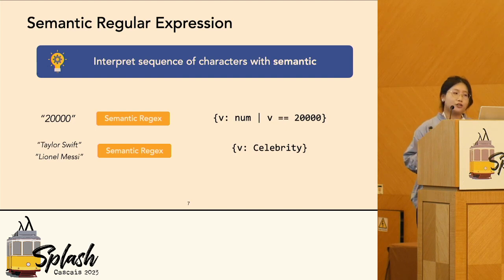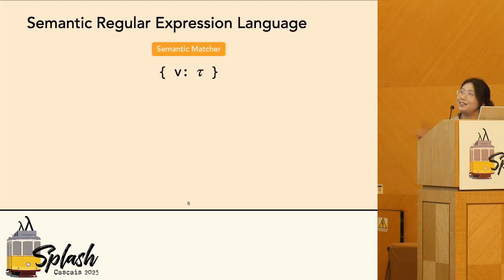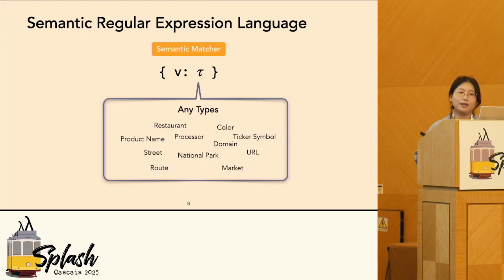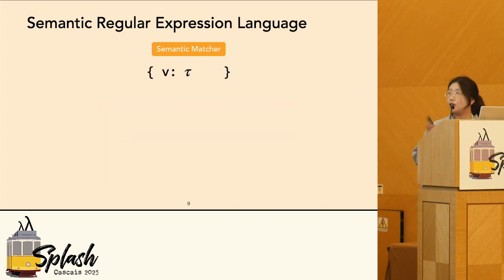Here I show you the syntax of how you would potentially write it in our language. Let's unwrap why the syntax looks like this a little bit more. I call this a semantic matcher, and hopefully you realize it looks a lot like a refinement type, where here tau represents a base type. In fact, in our language, we support any type as long as it has some semantic meaning, like restaurant, product name, processor, you name it. One additional semantic matcher is a base type that's annotated with some logical qualifier.